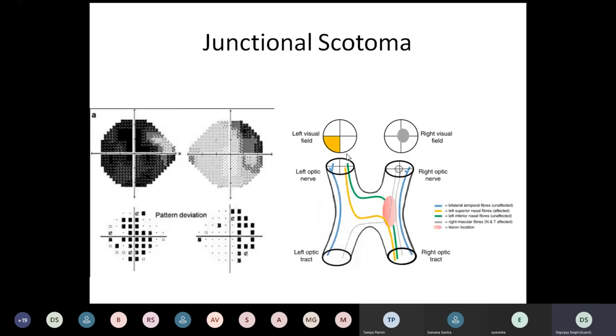So when you look at how the fibers in the chiasma are crossing over, we know that the nasal fibers of both sides cross over, but before they cross over, they take a little loop here and then cross. So when you get a field defect like this, when the optic nerve is affected very close to the chiasma, just anterior to it, you'll get a defect like this.